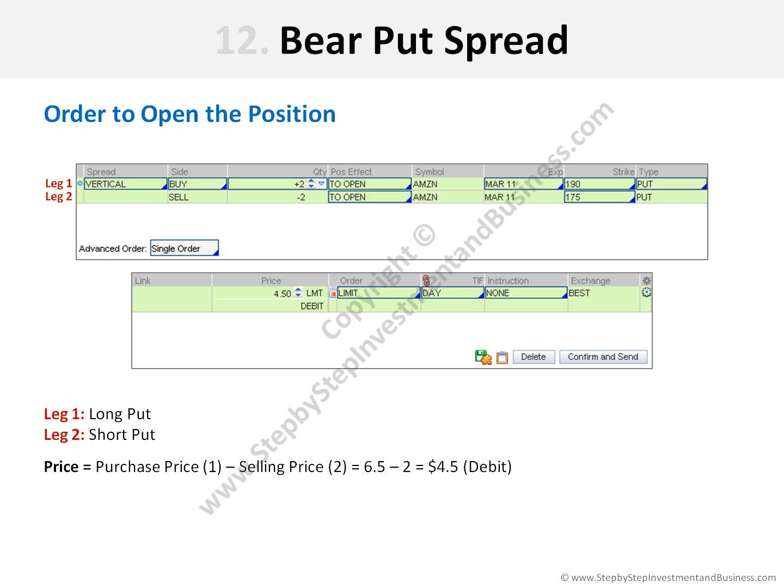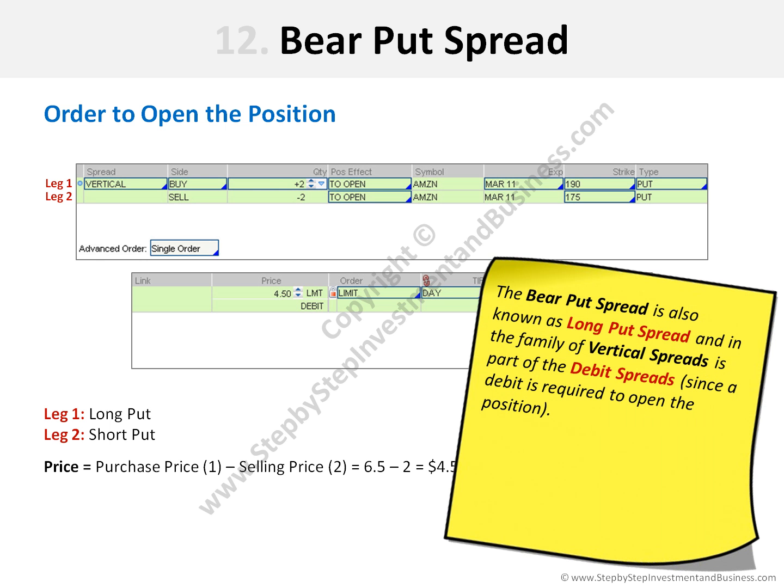The entered price is given by the difference between the purchase and selling prices, that is, the premium paid minus the premium received. In this case, 6.5 minus 2, which is equal to $4.5. This is the money expressed per share that will be debited from our account when the order is filled. The bear put spread is also known as long put spread, and in the family of vertical spreads is part of the debit spreads, since a debit is required to open the position.